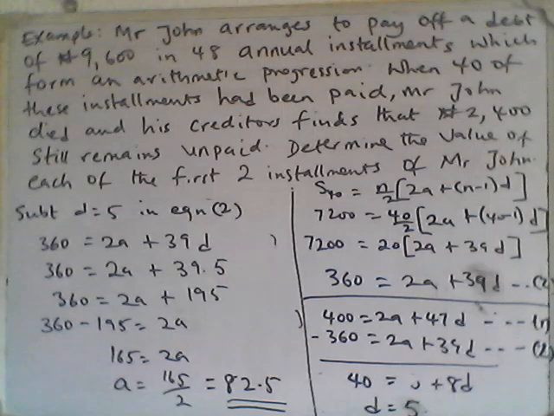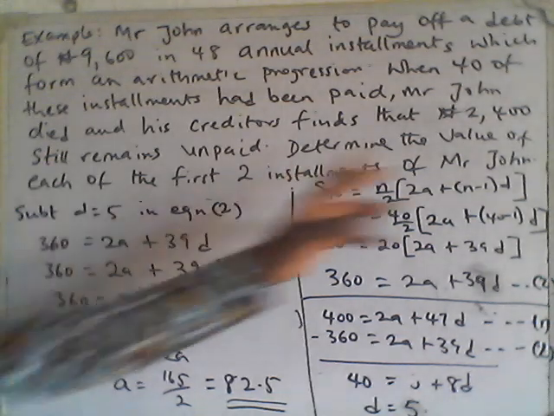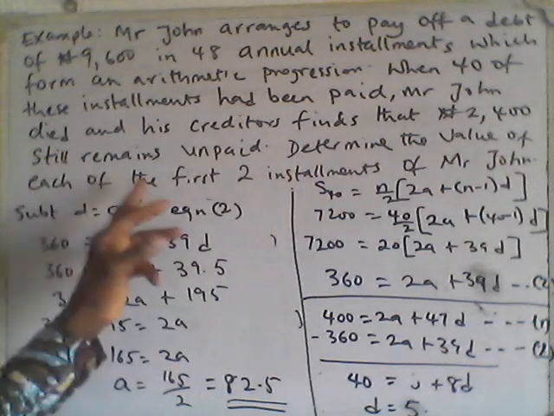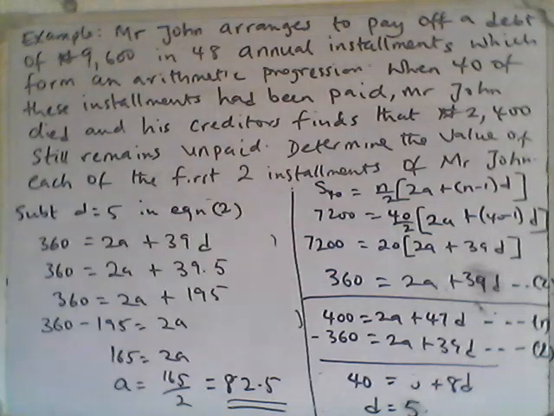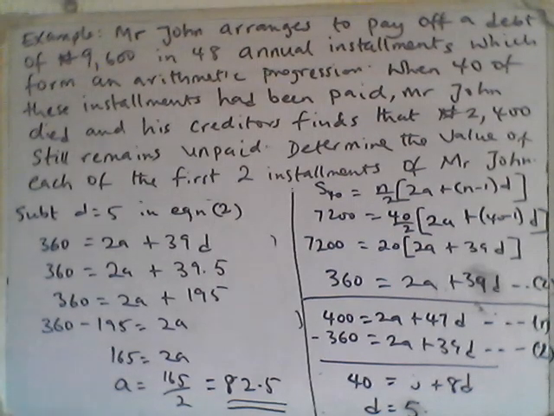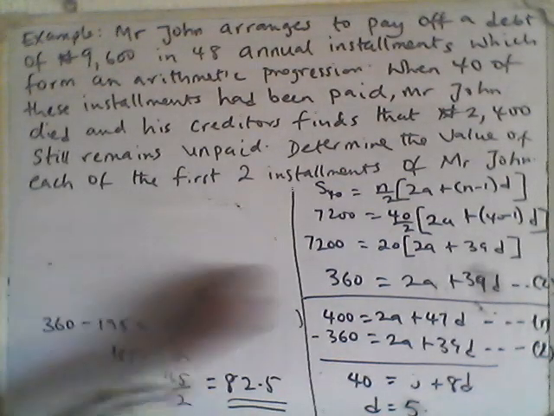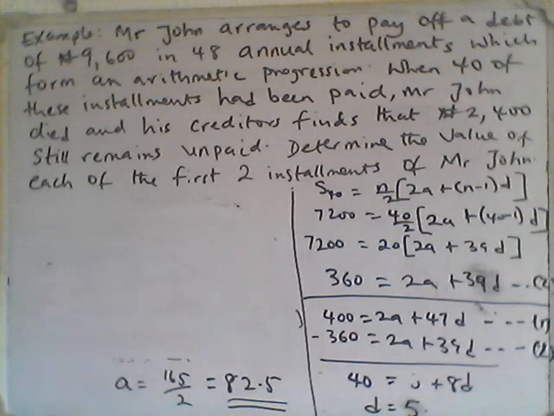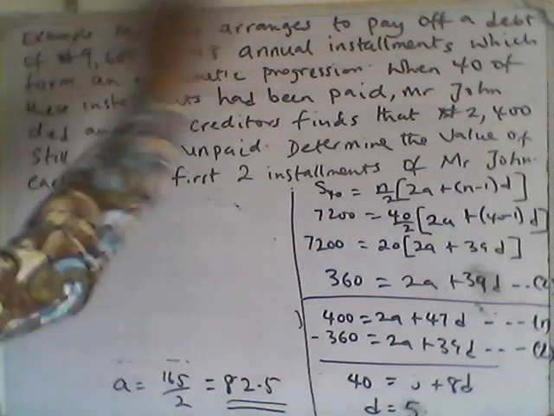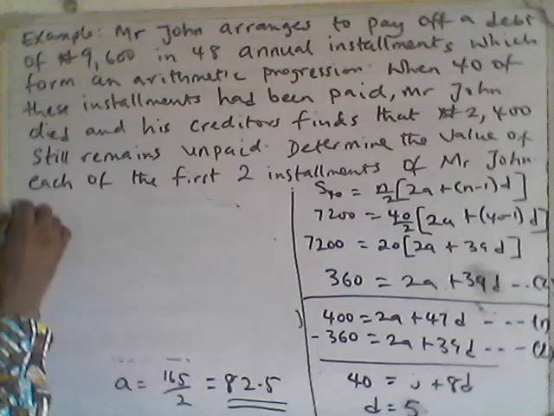So look at the question. Determine the value of each of the first two installments. The first installment A is 82 naira 50 kobo, while the second installment will now be A plus D because D is the common difference. Now look at it this way. Let me take this one off again. I just need my A and my D. All this is just for us to get A and D.